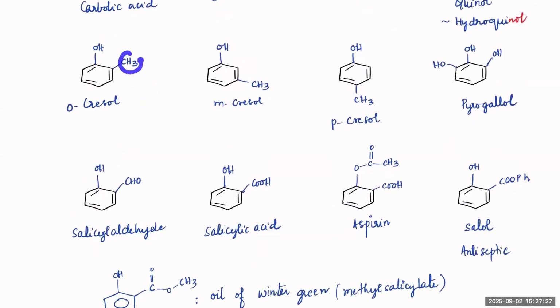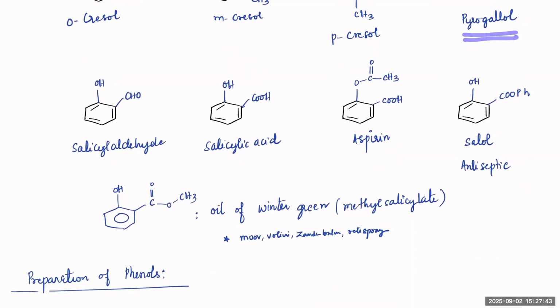In case you have a CH3 instead of OH, it is called cresol. If they are adjacent, that means ortho to each other, it is called orthocresol, then metacresol, then paracresol. If all three OH groups are adjacent to each other, it is called pyrogallol.